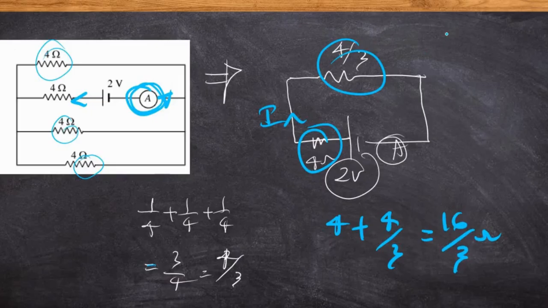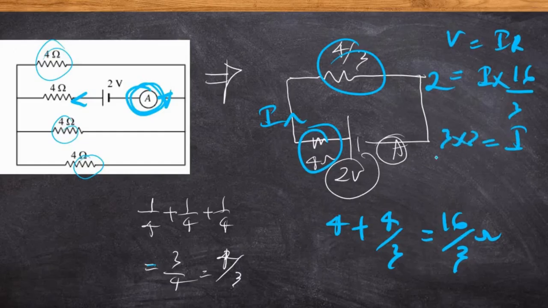So what we have to do is apply V equals IR here. V is 2, I is what we need to find, R is basically 16 over 3. So I equals 3 into 2 divided by 16, that's 3 over 8 amperes. That's our answer.